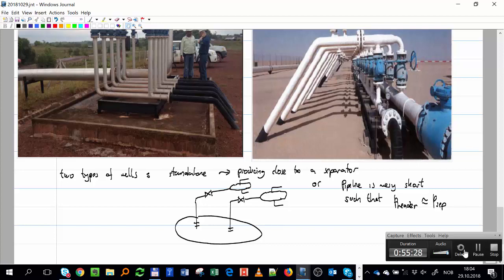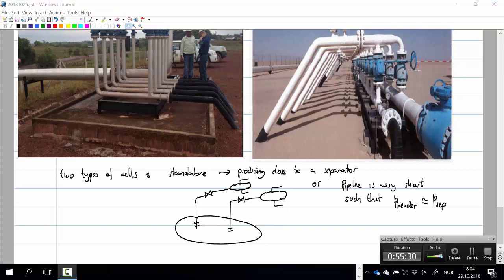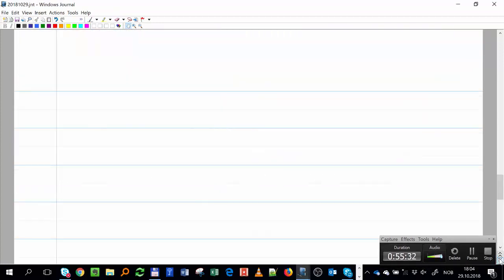Okay, and then we have the other configuration, which is network. Okay, wells in network.